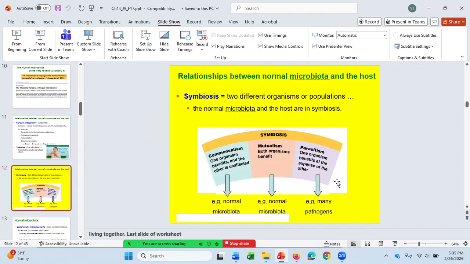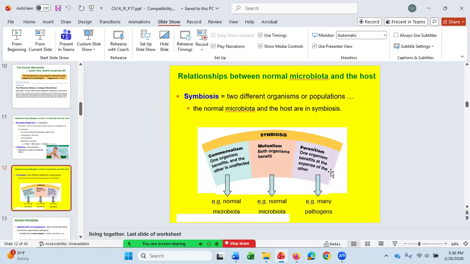All right. The relationship between a normal microbiota and the host is one of symbiosis, where two different organisms or populations are living together. The normal microbiota and the host are symbiotic, but they are specifically a commensalistic or a mutualistic symbiotic relationship. You can have a pathogen with a parasitic symbiotic relationship. A parasite is where one organism benefits at the expense of the other.